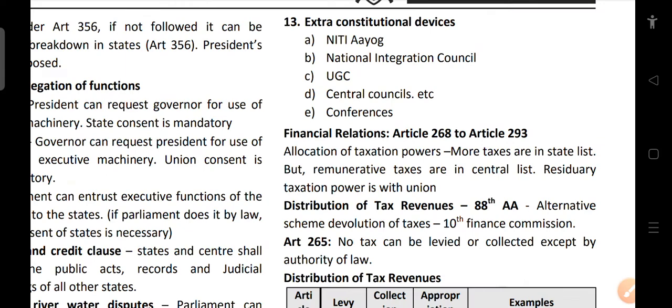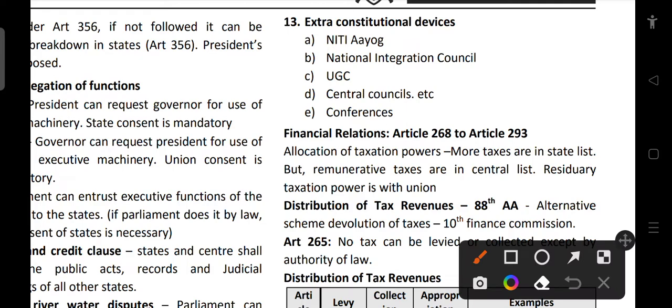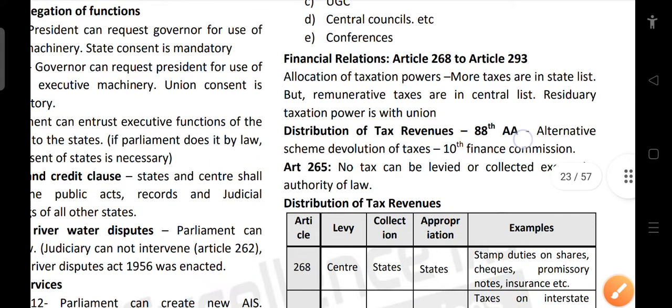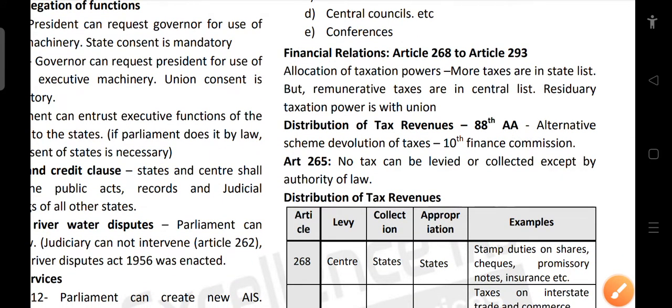Now what are the various extra constitutional devices available? In the form of Niti Aayog, NIC, National Integration Council, UGC, University Grants Commission, Central Council, conferences, etc. All these are extra constitutional devices available. Now that's all in the executive part.